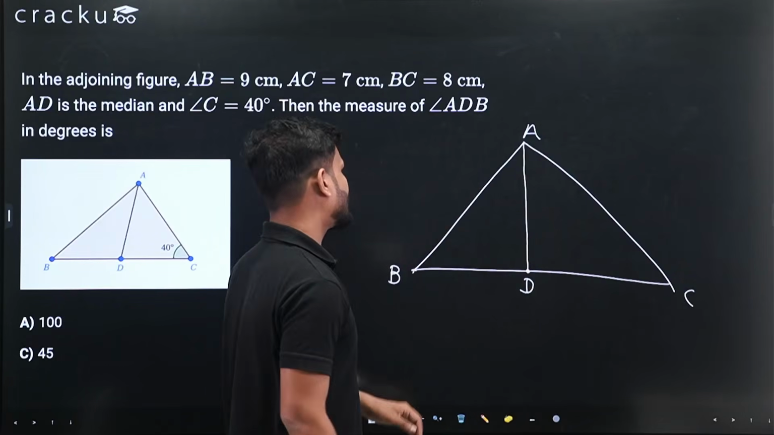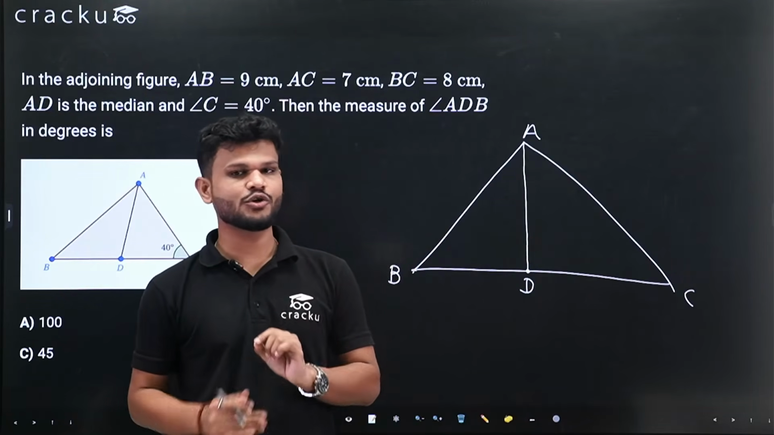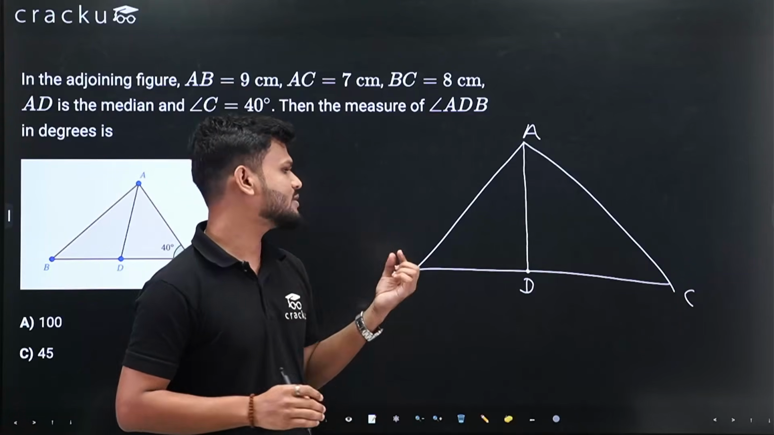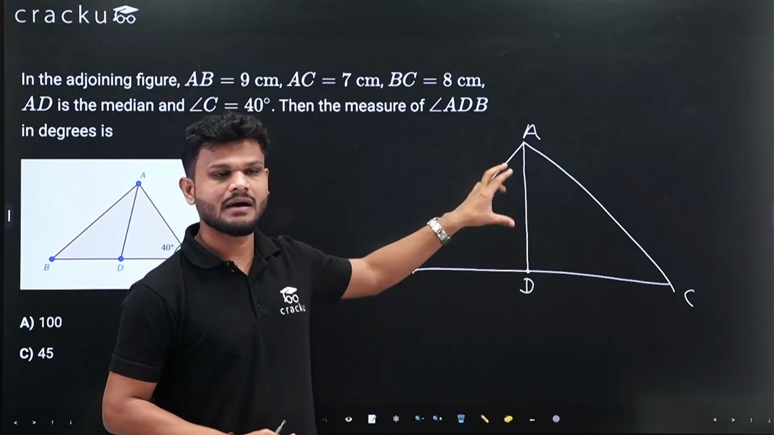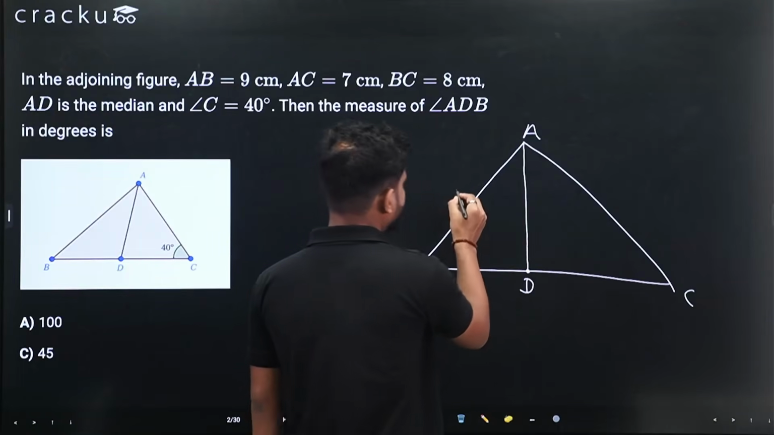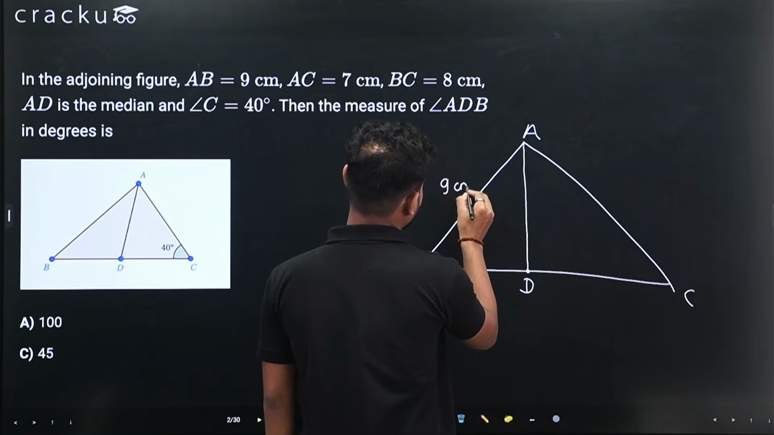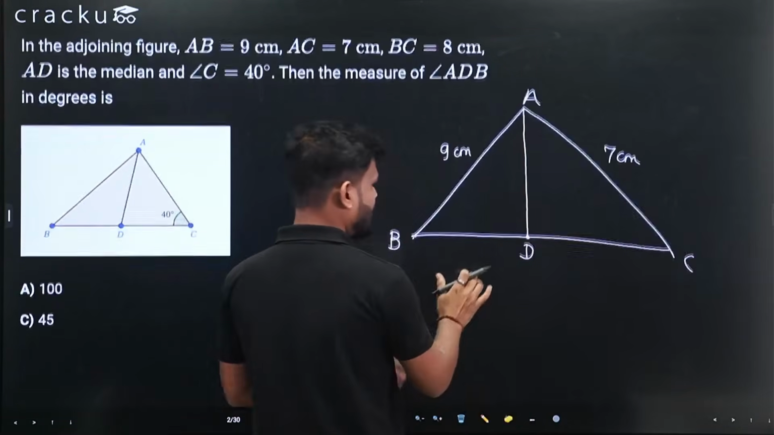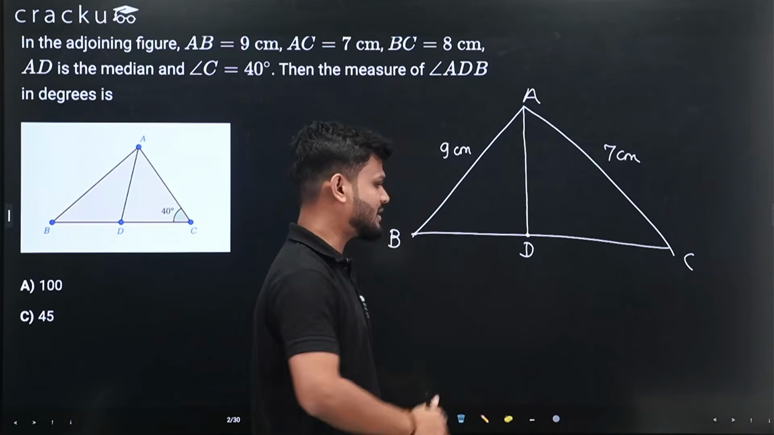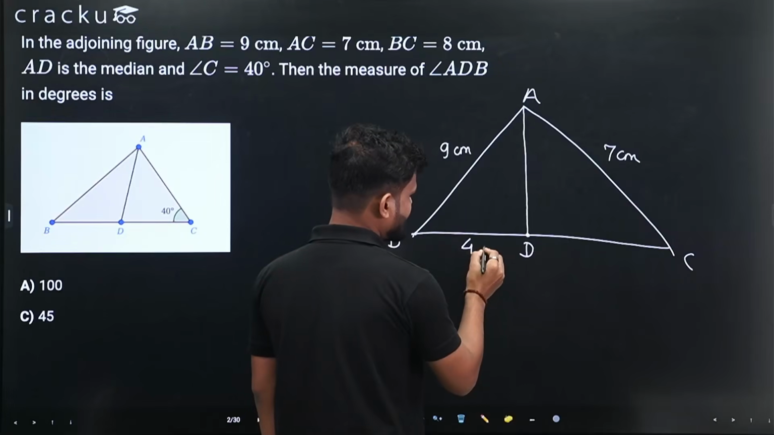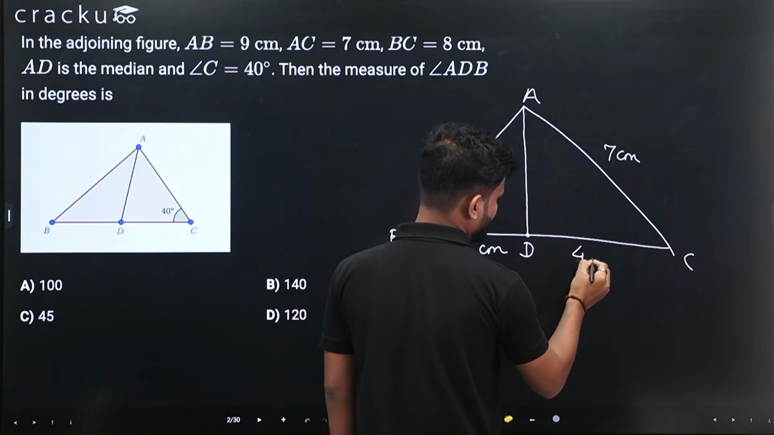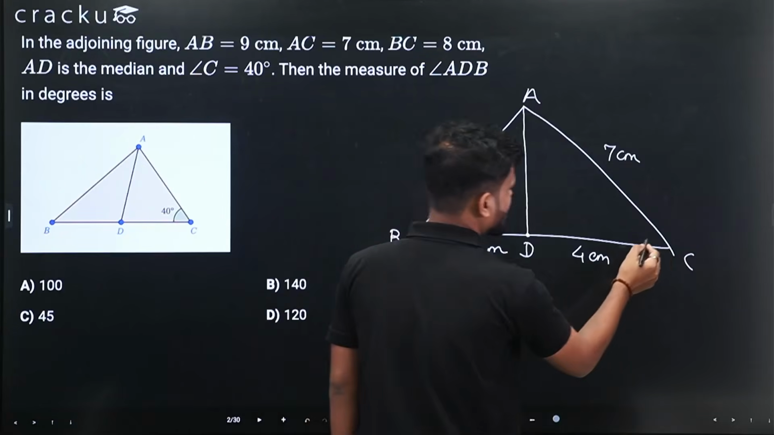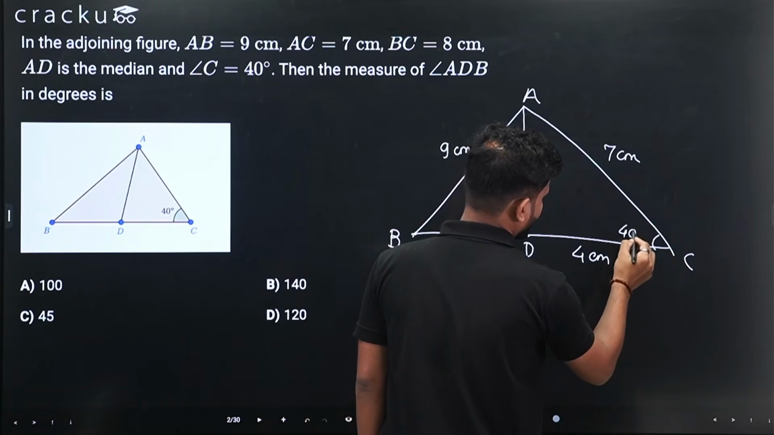Right? Now whenever the median is given, what should come to your mind? In your mind it should come about Apollonius theorem. Why? Because using Apollonius theorem we can find the length of the median. Now AB is given as 9 centimeter, then AC is given as 7 centimeter and BC is given as 8 centimeter. So from here I can write BD is 4 centimeter and CD is 4 centimeter. Why? D is the midpoint of BC. This is given as 40 degree.